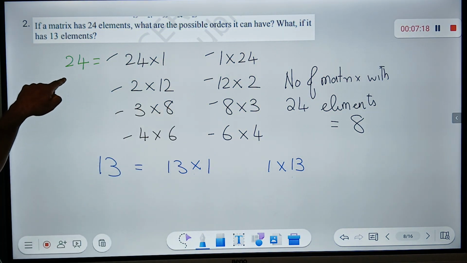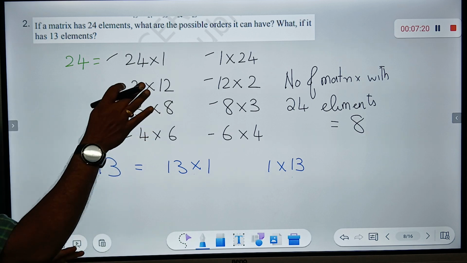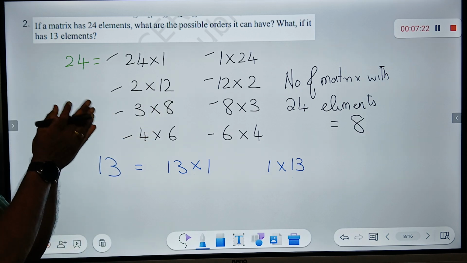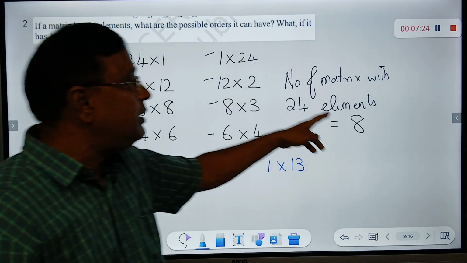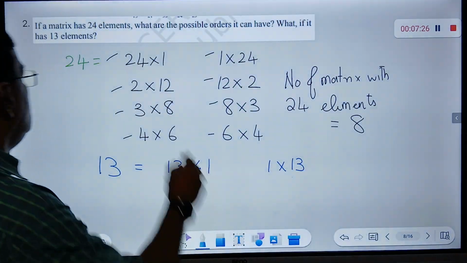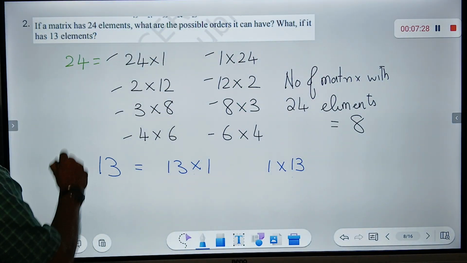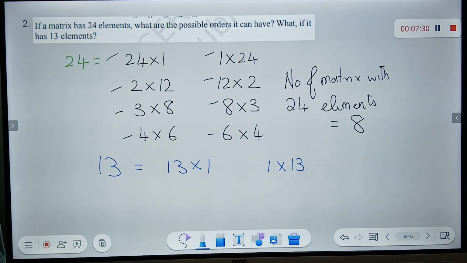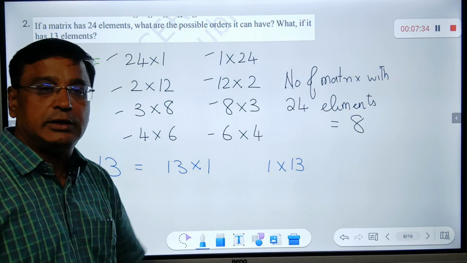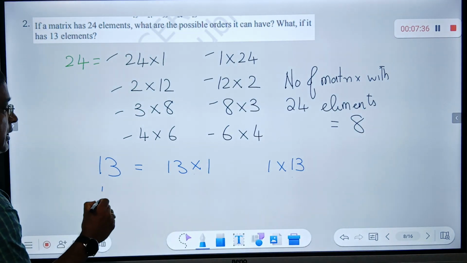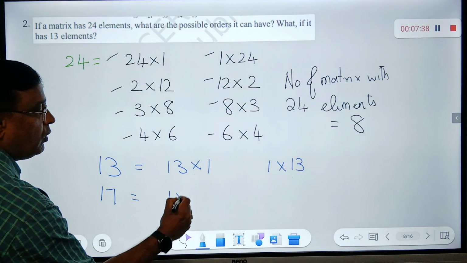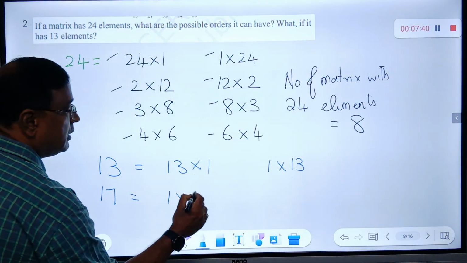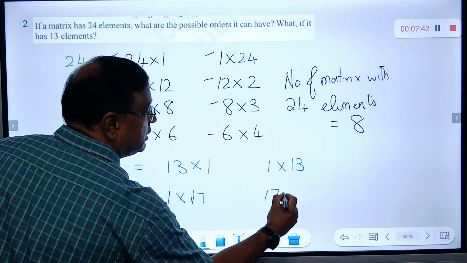Whereas if it is not a prime number, you can break it into a product of two numbers, so you get that many matrices. So whenever you see the number of elements as prime, there are only two matrices possible. Either it will be 13 by 1 or 1 by 13. Or suppose if you have 17 elements, what will be that? 1 by 17 or 17 by 1.